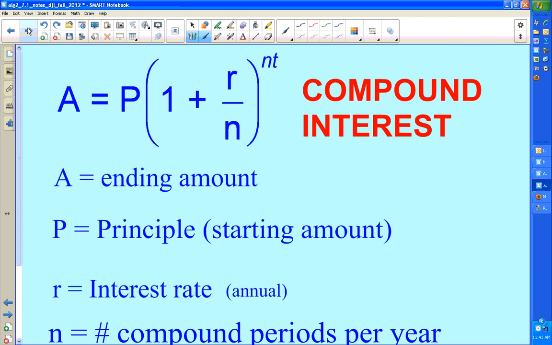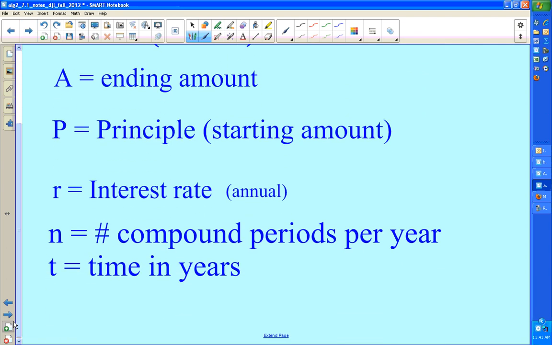This is a formula you're going to want to know. A equals P times 1 plus R over N, to the NT power. This is the formula we use for what's called compound interest. This is what happens at the bank, where you get interest on your interest. P is your principal. It's also your starting amount. A is your ending amount. R is your interest rate, and it's an annual interest rate.